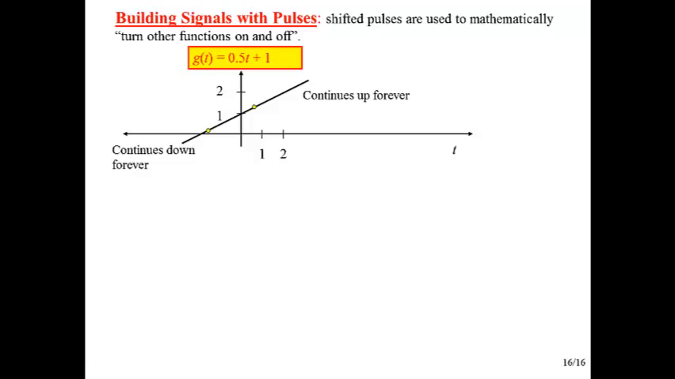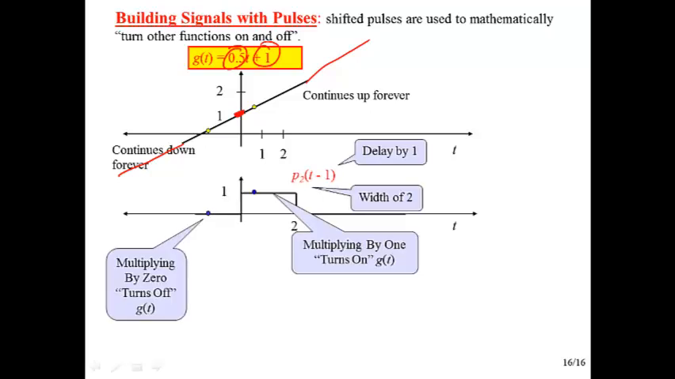Suppose we start with a line that has a slope of 0.5 and a y-intercept of 1, so it goes through 1 with a slope of 0.5. But this thing keeps going up and keeps going down. Okay, that's not really the kind of signal that we would find in the real world, but we might find something that has that slope, but only for a short period of time. So we can actually take a shifted version of our rectangular pulse. So p sub 2 tells us its width of 2. We're shifting it by 1, so that brings its edge over to here.